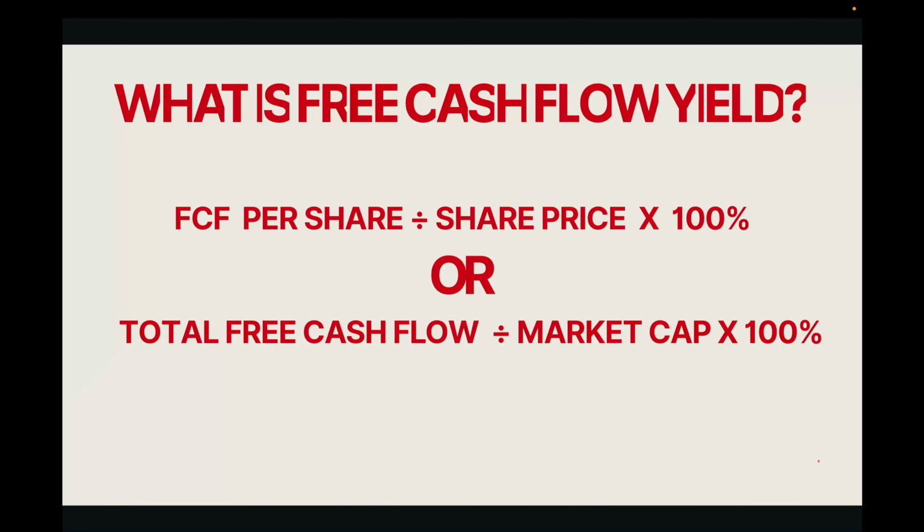there are two different ways to do it in the industry. One of them is on a per share basis, right? So you take the free cash flow per share and you divide it by the share price in the market. Now you multiply that by 100%, or you use the total free cash flow and divide that by the market cap, right? When you multiply that by 100%, it gives you the percentage value, right? So one is on a per share basis and the other is an aggregate strategy.